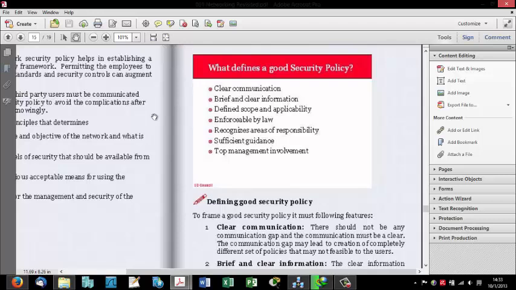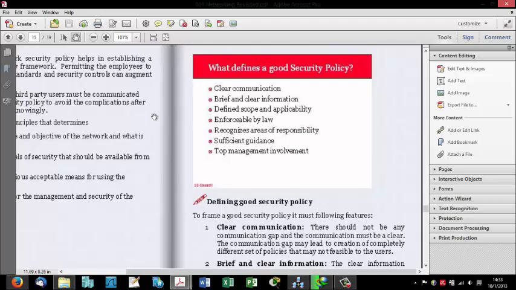Third one, define scope and applicability. There should be a policy for management, a policy for IT users, a policy for end users, a policy for hotspot users, the internal network policy, and a policy for third party users.